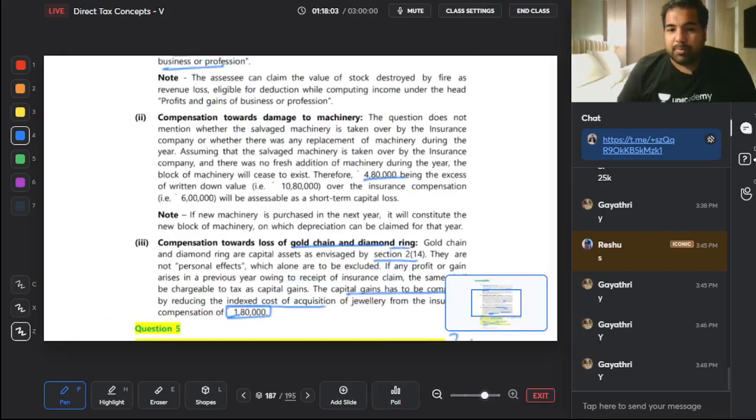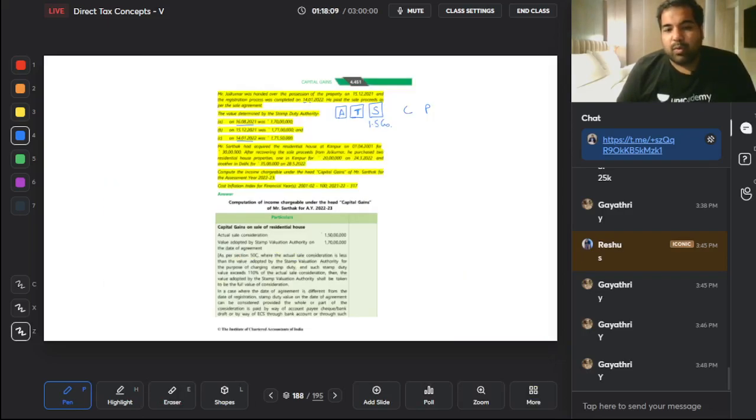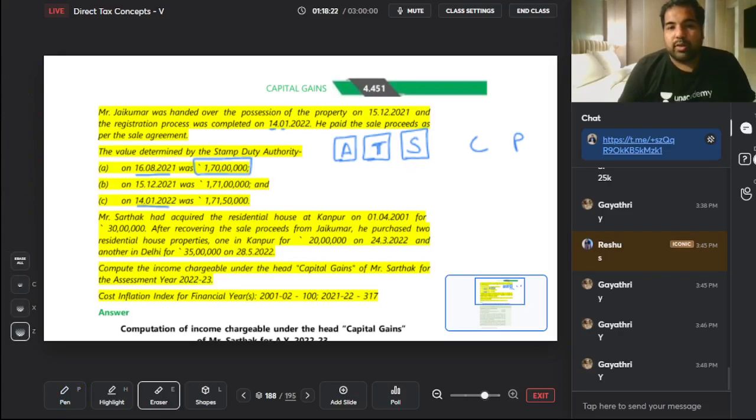So let's see how they have paid the amount. 20% has been paid on the date of agreement through account payee cheque. So can I take 1.7? Yes, I can take 1.7 crores. So 1 crore 50 into 110% is 1 crore 65 lakhs. I am not meeting the stamp duty value. So unfortunately, my sale consideration will be my stamp duty value, that is 1.7 crores.